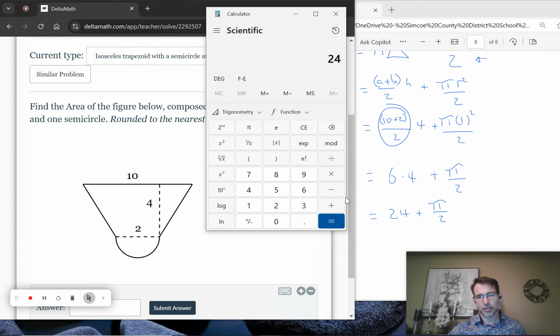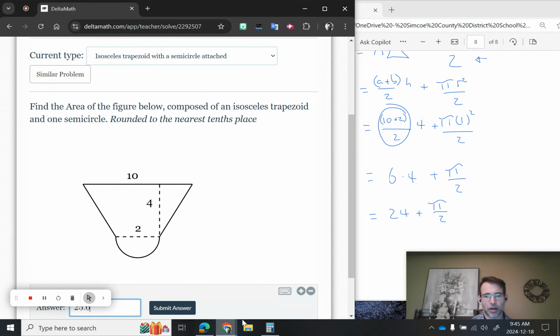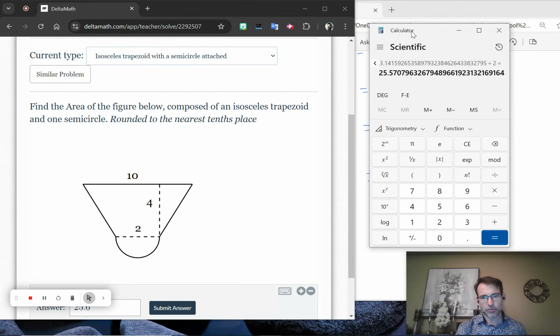Oh, geez. 1 second. Plus pi divided by 2 equals that 25.6. What is that? 25.6. Okay. How did I do that rounding? Okay, so we are asked for the nearest tenths place, and 25.57. Seventh is the hundredths place. We're planning on dropping that hundredths place, but we still need to round up. So we're going to be 25.6.